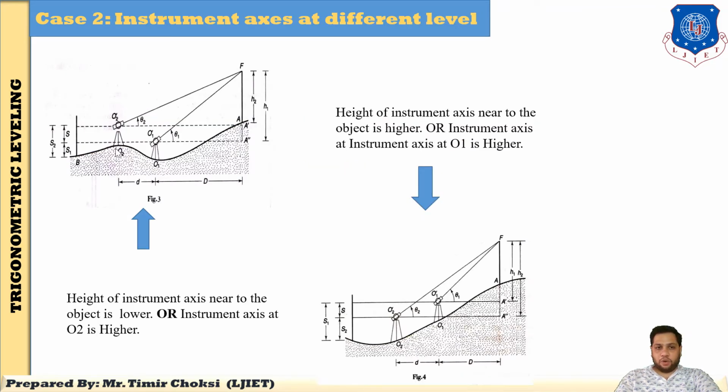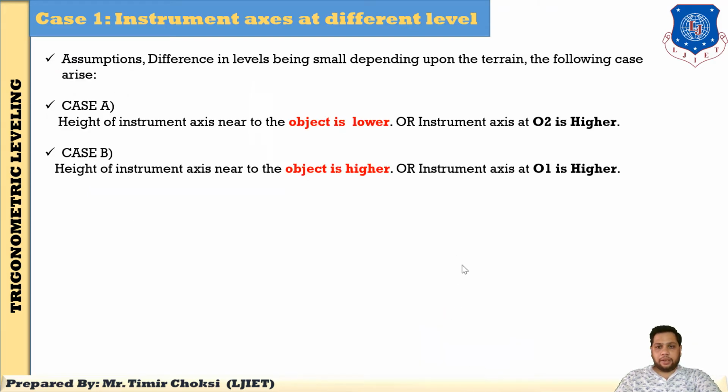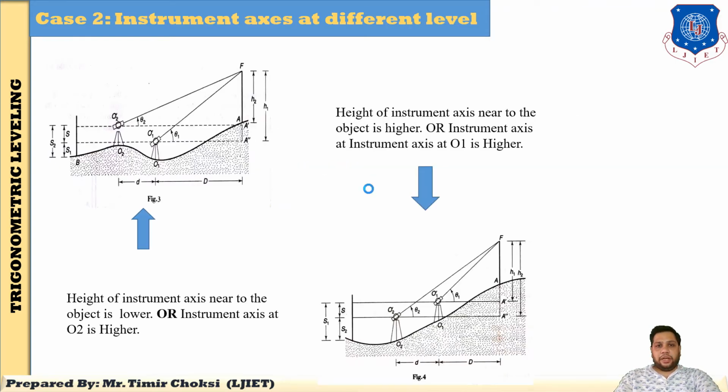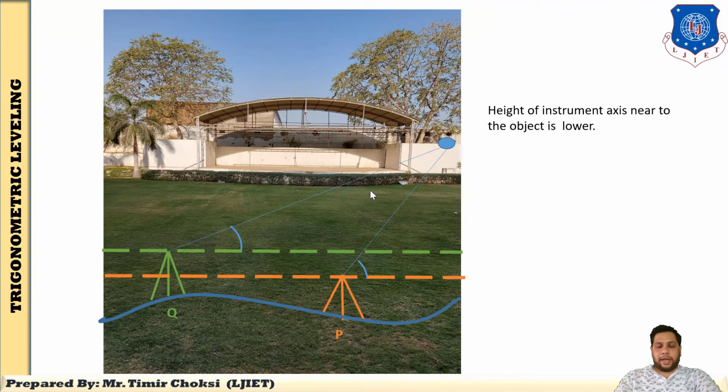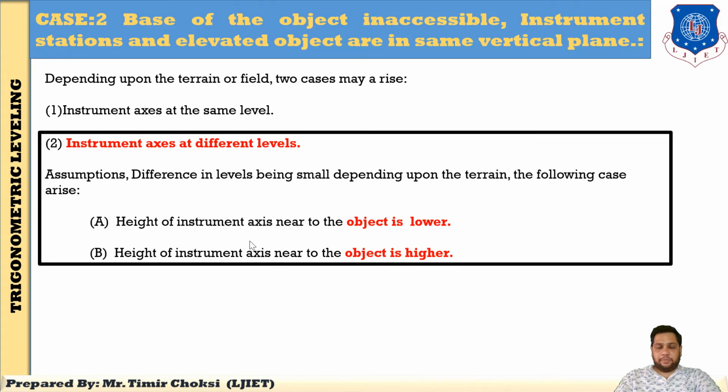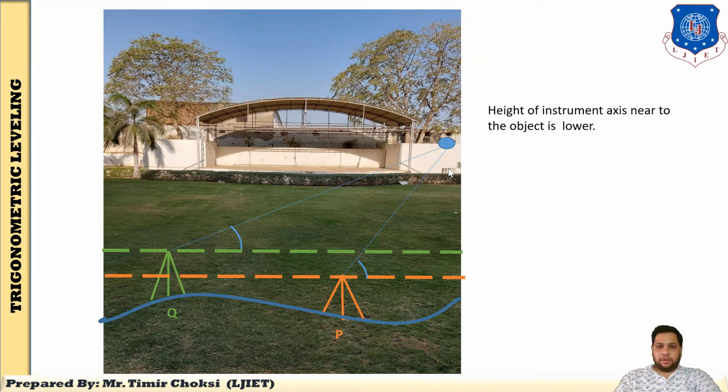In condition 1, O2 is higher. In condition 2, which is case number B, O1 is higher. So it is clearly written that O1 is the higher. This is our case number 2, instrument axes at different levels. So in different levels, two cases arise. I have explained with figures so you clearly understand.